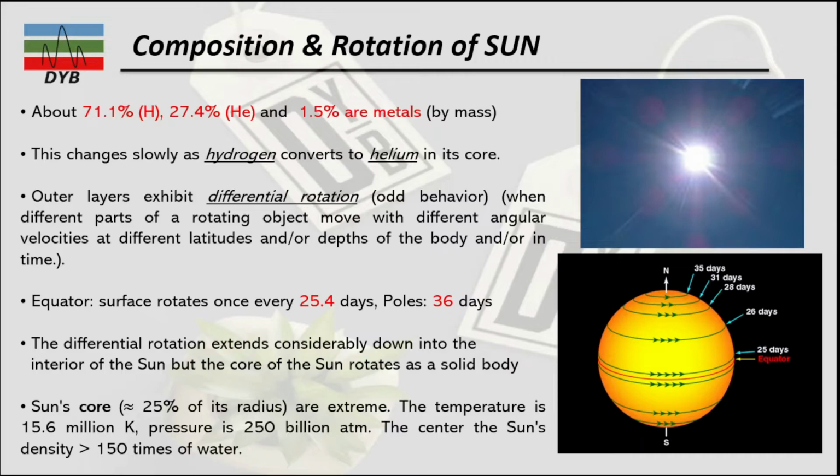The differential rotation extends considerably down into the interior of the sun, but the core of the sun rotates as a solid body. The sun's core is approximately 25% of its radius, and the temperature is 15.6 million Kelvin, as I mentioned in the previous slide, and the pressure is 250 billion atmospheres. The density at the center of the sun is more than 150 times that of water.